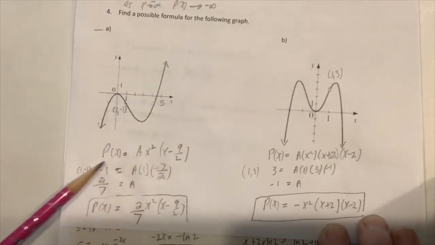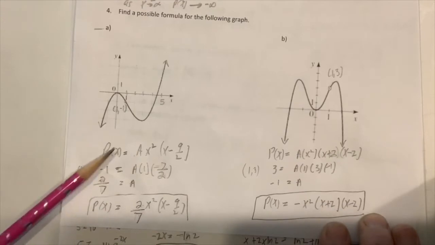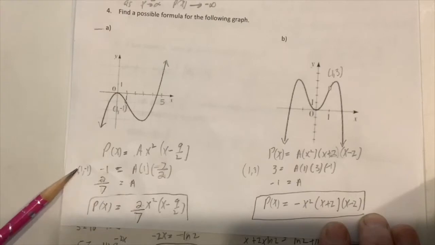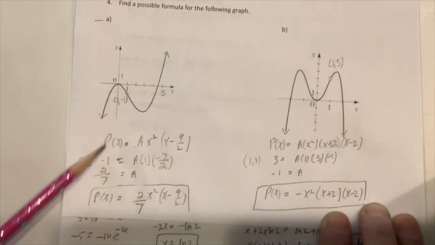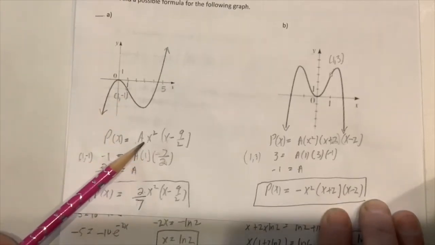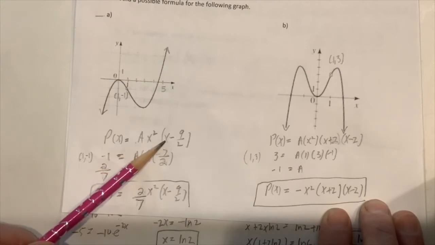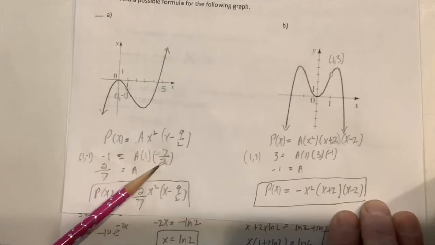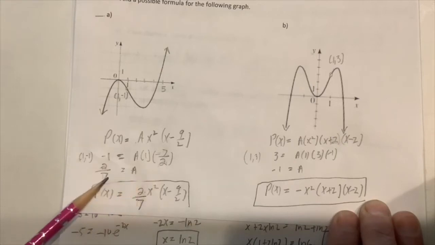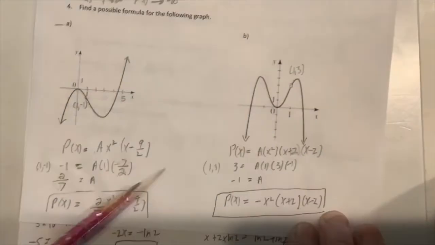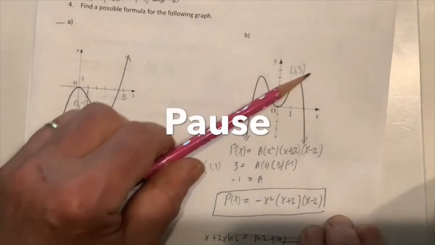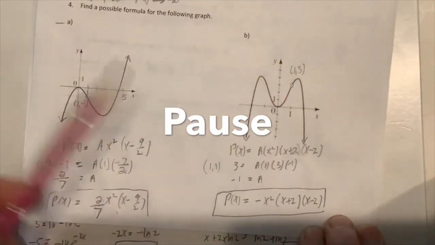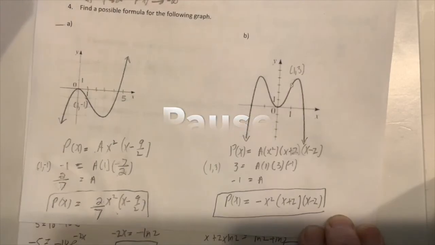And then to find a, you don't assume a is 1. a is a constant. You could pick a point like 1, -1; it looks like a point on the graph. When you plug 1 in here, you get 1. When you plug 1 in here, you get -7/2, right? Anyway, if you solve this for a, you get a is 2/7. So this would be the answer. Try this one on your own. See if you can do this one. Hit the pause button.